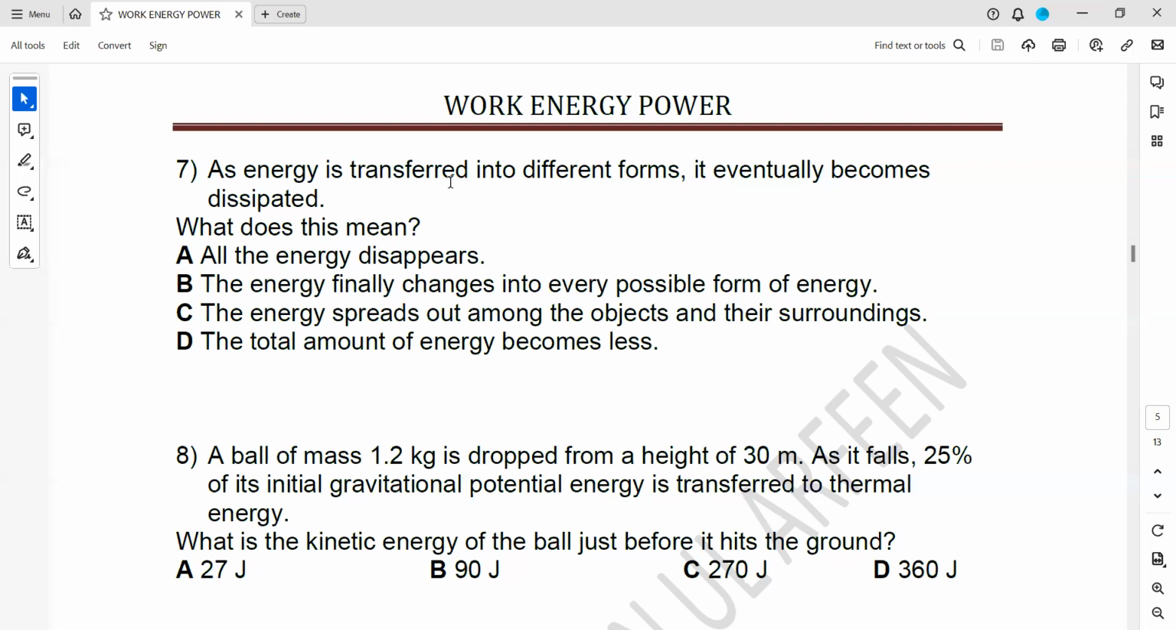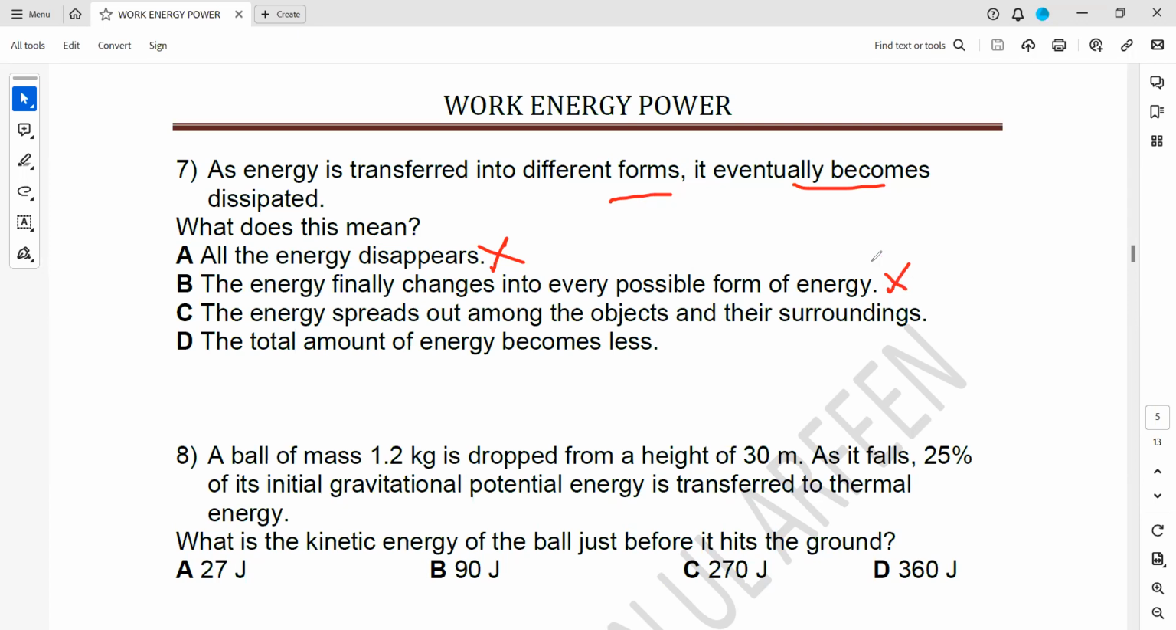The next is: as energy is transferred in different forms, it eventually becomes dissipated. What does this mean? The term dissipated means energy is being lost or moved to the surroundings. Does all the energy disappear? That's wrong. Energy is not something that disappears, it is transferred from one form to another. Does the energy finally change to every possible form?